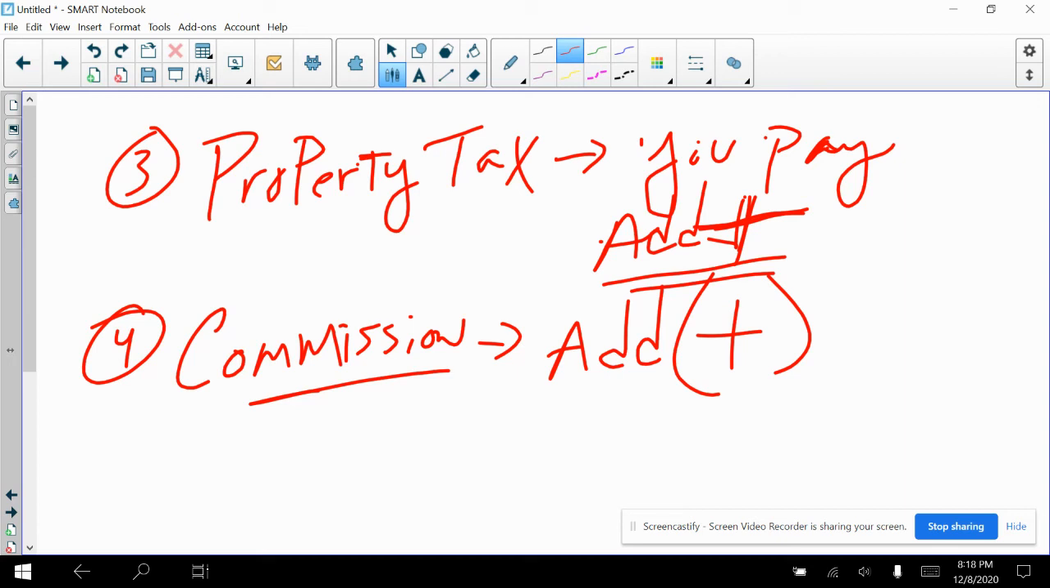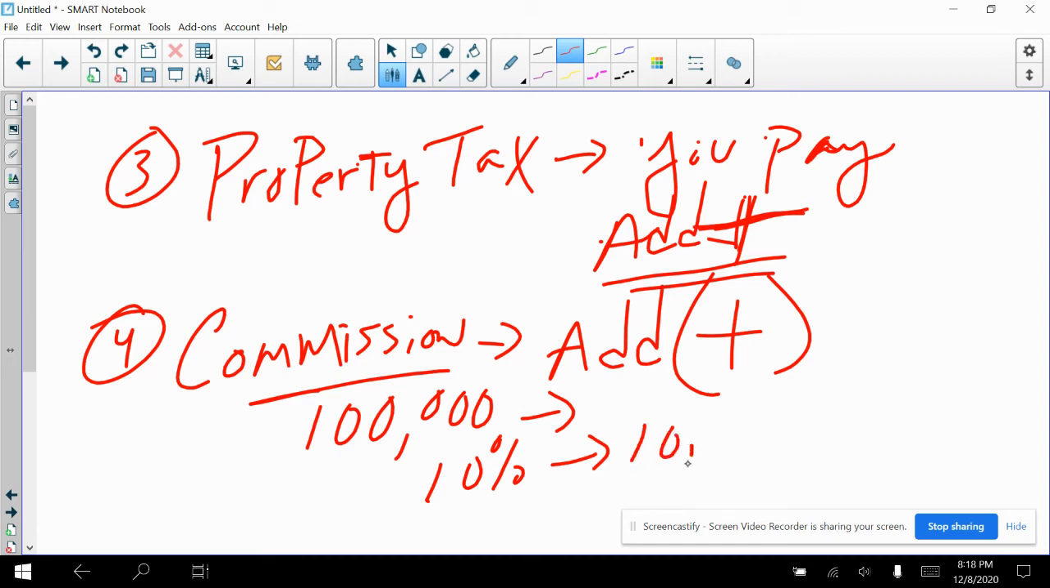So let's say, here we go, let's make this easy. Something is $100,000. They get a 10% commission. Okay, that means that they are going to make a commission of $10,000. That's what you're going to pay or they're going to make. Whichever side you're on, you could be paying it or you could be getting that commission for doing a service.